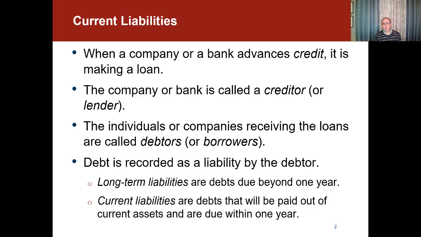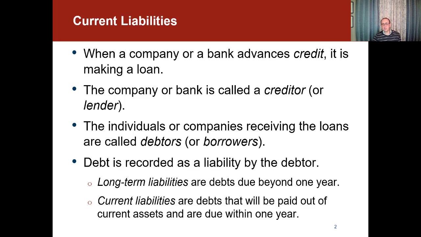As it says here, when a company or a bank advances credit, it's making a loan. The company or bank is called a creditor, or in other words, the lender. The individuals or the companies receiving the loans are called the debtors, or the borrowers. By the way, creditor and debtor sound like debit and credit, but they have totally different meanings. So don't try to link creditors and debtors to debit and credit. Debt is recorded as a liability by the debtor.